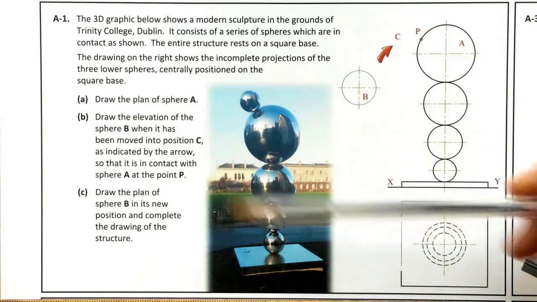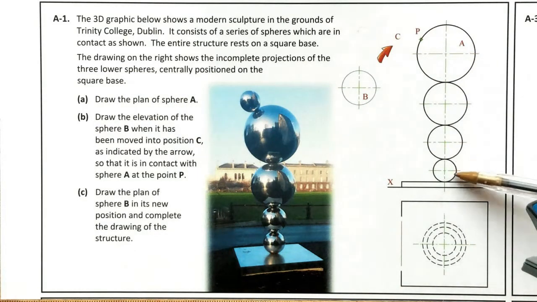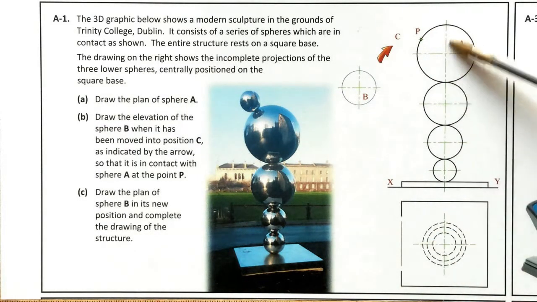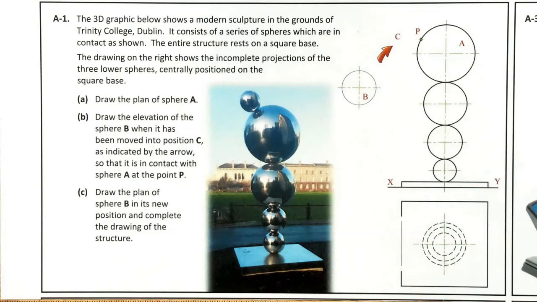base here. Okay. The drawing on the right shows the incomplete projections of the 3 lower spheres in the plan view, centrally positioned on the square base. And it says part A, draw the given plan of sphere A. Okay, so we'll start with that.